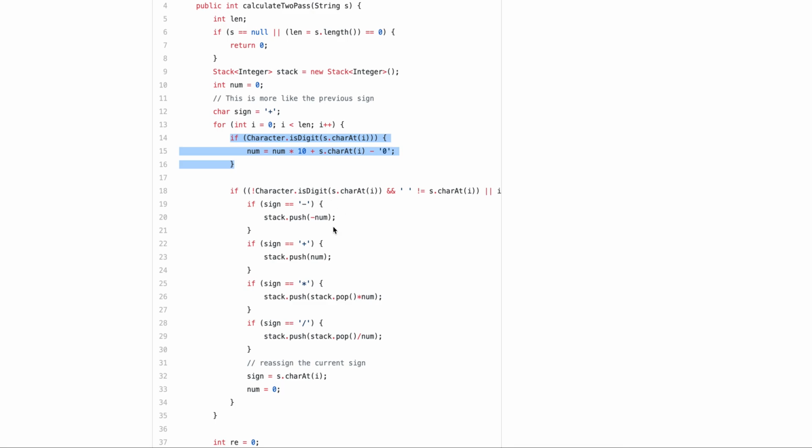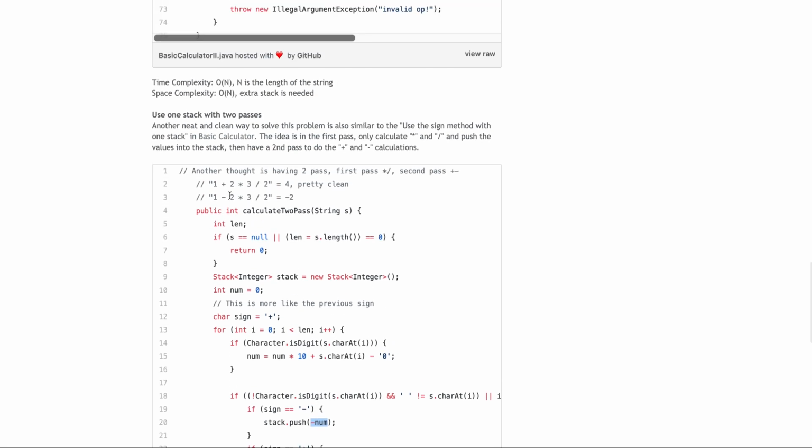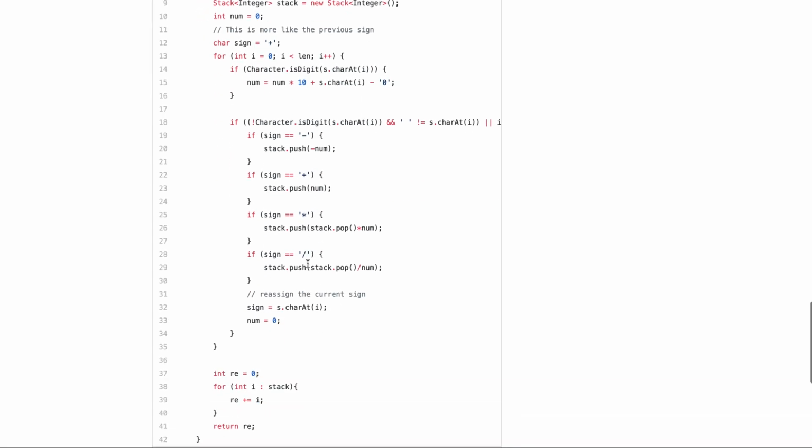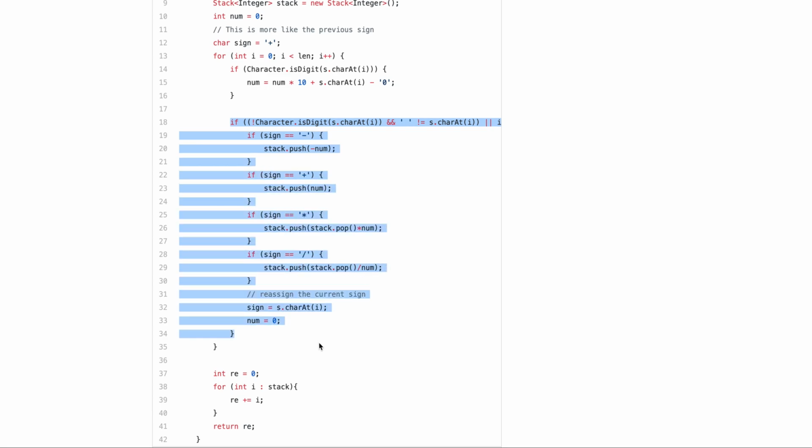If it is actually a sign, you will see what the previous sign looks like. If it's a positive, just directly push the number. For negative ones, we multiply by -1 and then push the number, because for example, if this is the previous sign and you have a 2, you actually want to push -2, right? And then this is only the first iteration.